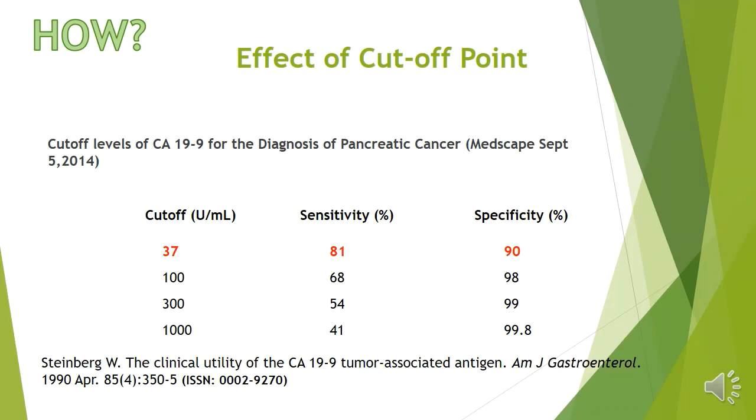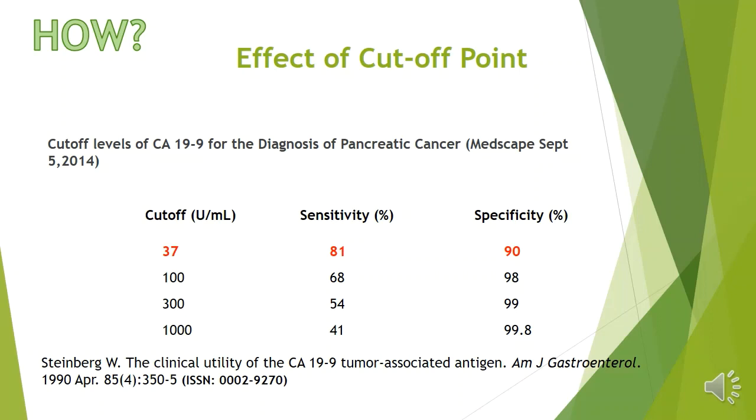So if you use a reference of 100, and below 100 you call CA19-9 normal, meaning there is no pancreatic cancer, it is wrong, because then you will detect only 68% of cases. The rest 32% you are missing, because they are in a very early stage of pancreatic cancer. Specificity will increase, but at the cost of losing sensitivity. So you will try to get maximum sensitivity and specificity. That's why the cutoff is 37. It's a very important slide.